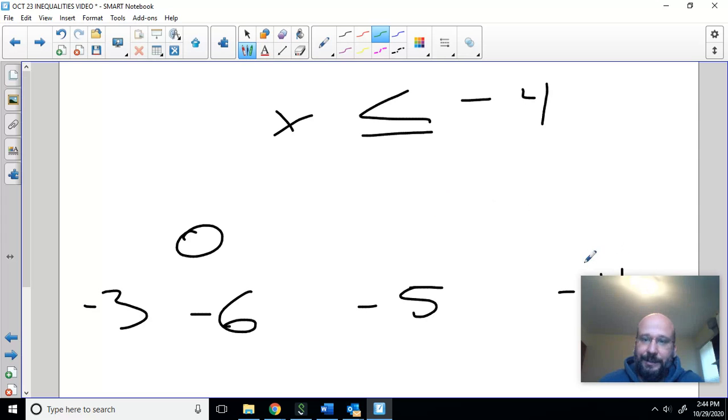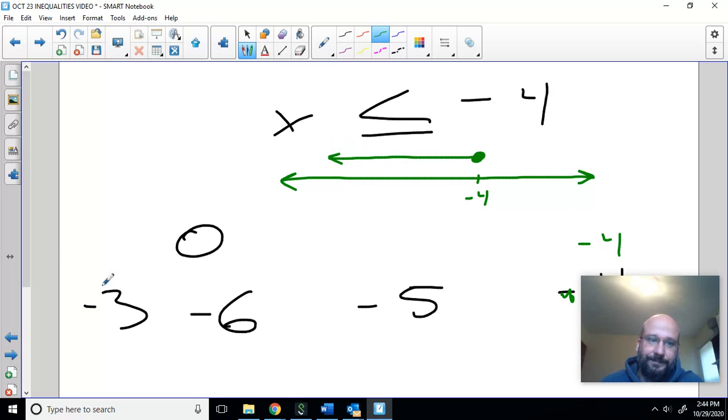So last one, this one that you can't see is -4. I'll put it here, -4. So x is less than or equal to -4. So let's draw our number line. -4 is here. It includes -4 and it goes this way.